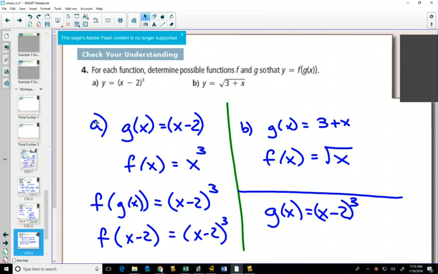Okay. Questions for this one are 3, 7, and 9.